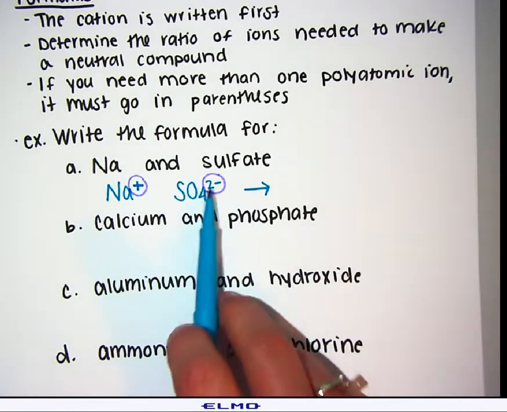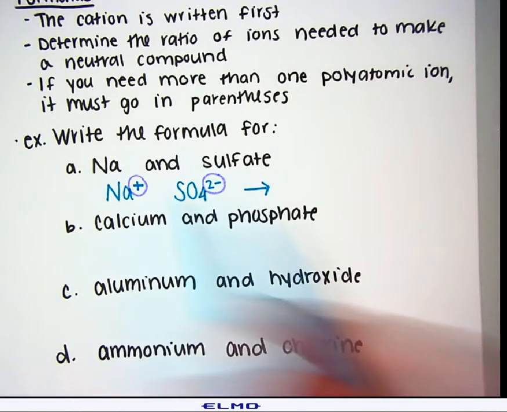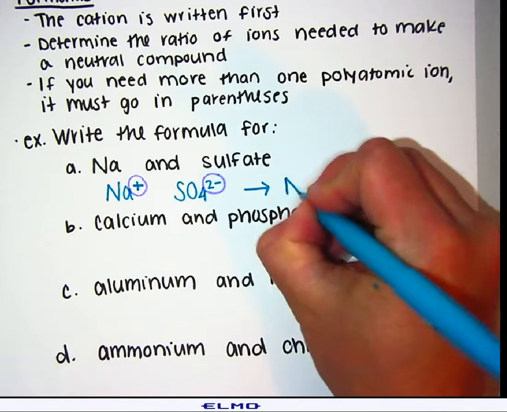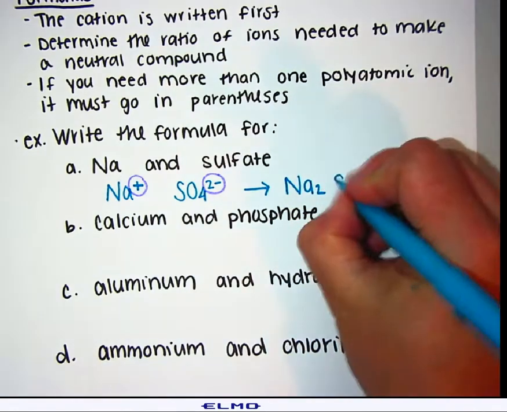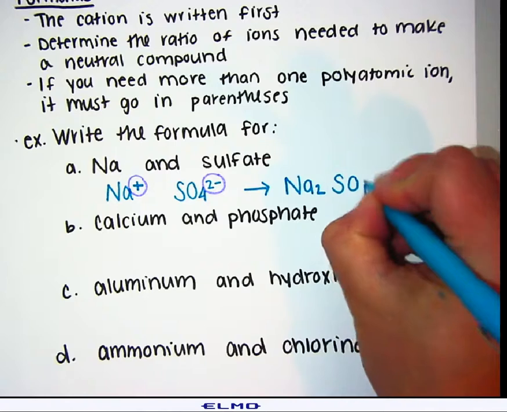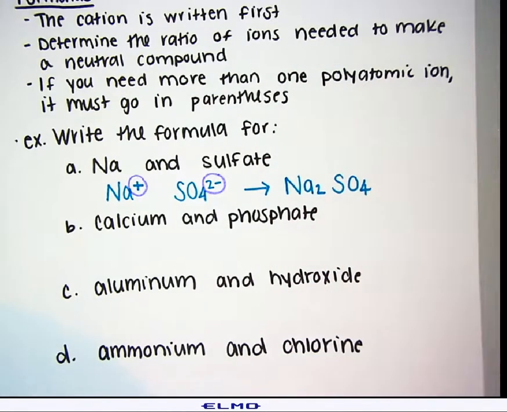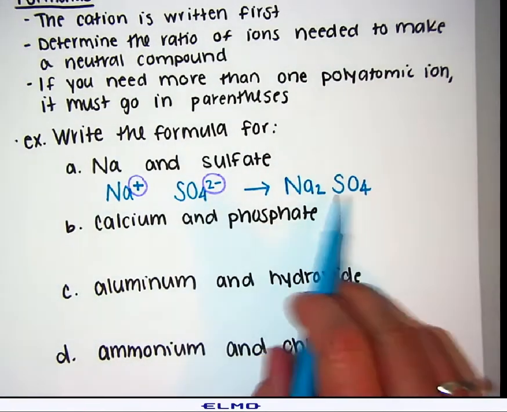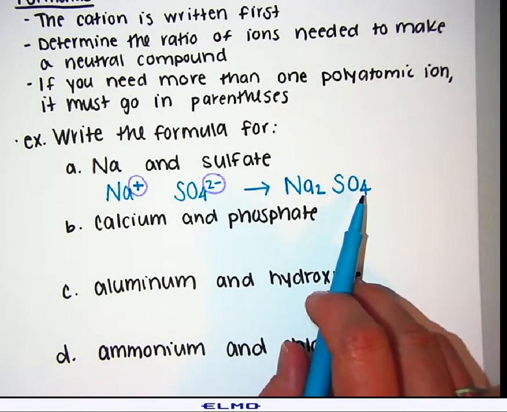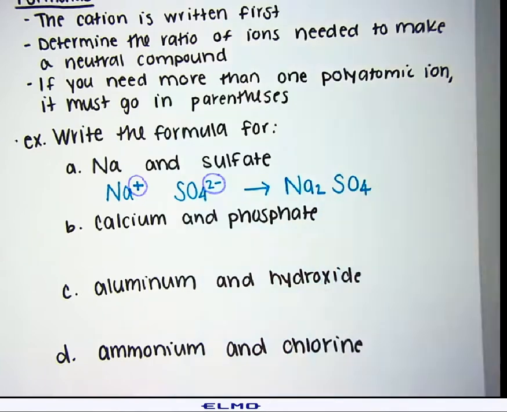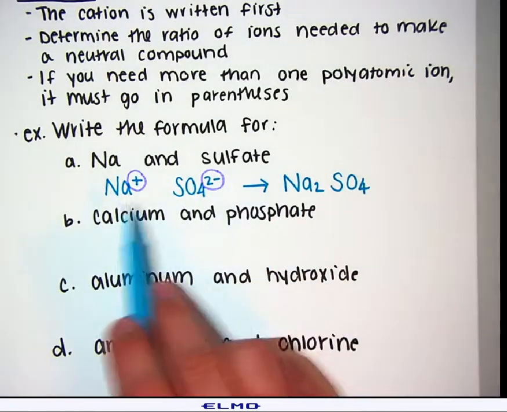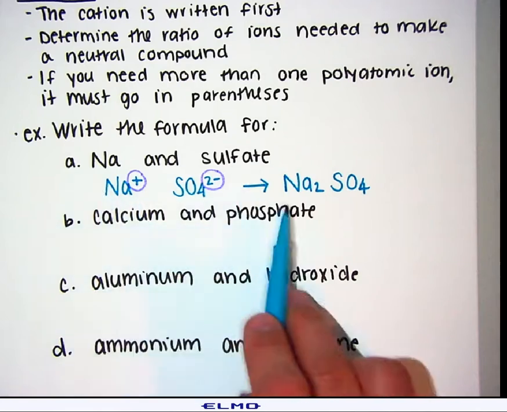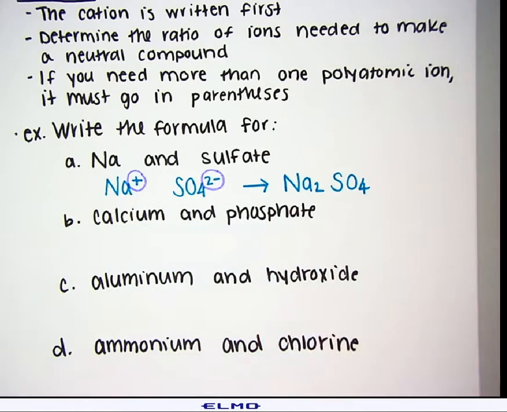So if sulfate is -2, but sodium is only +1, I would need 2 sodiums for every 1 sulfate. Remember, keep the polyatomic ion together like a unit. The polyatomic ion is SO4. So then my formula for sodium and sulfate would be Na2SO4.